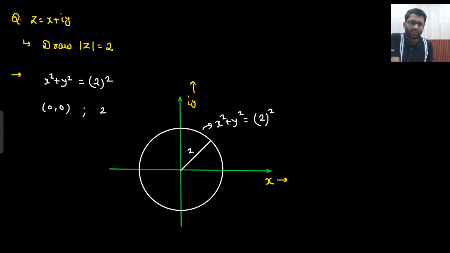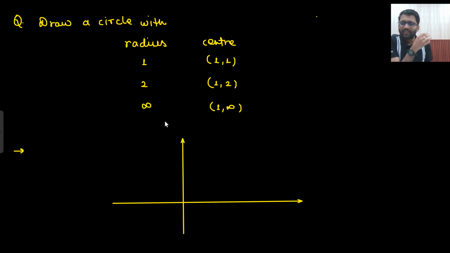Let's solve one more problem. You need to draw circles with radius 1 and center at 1, 1; radius 2, center at 1, 2; radius infinity and center at 1, infinity. So try doing it on your own.